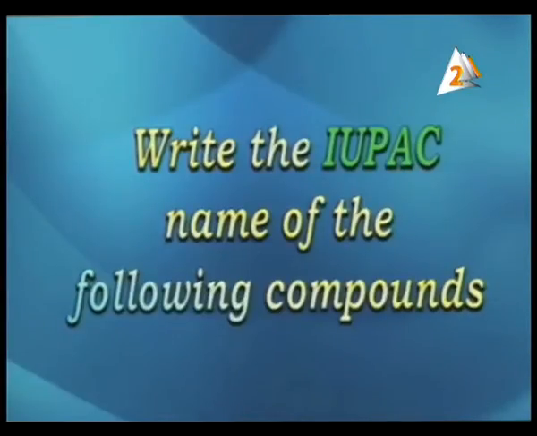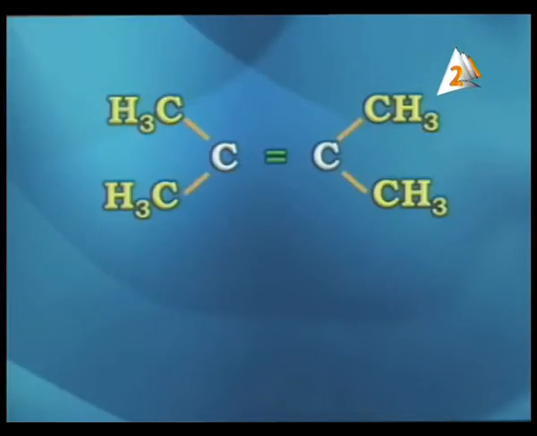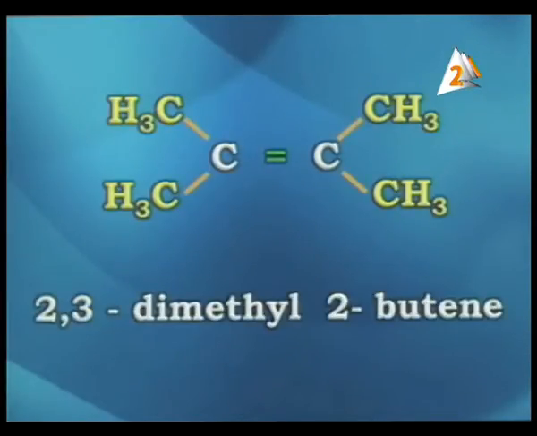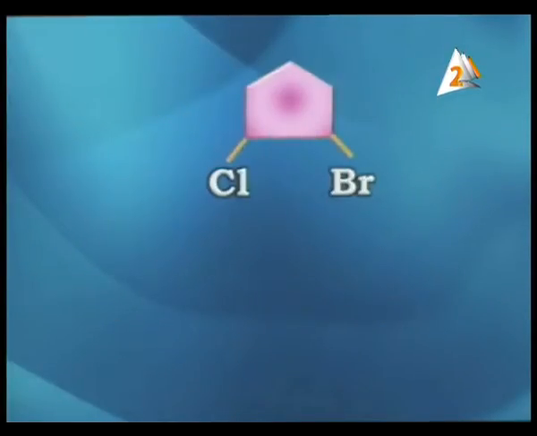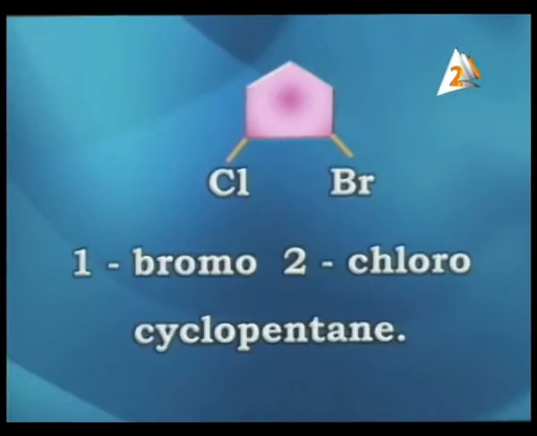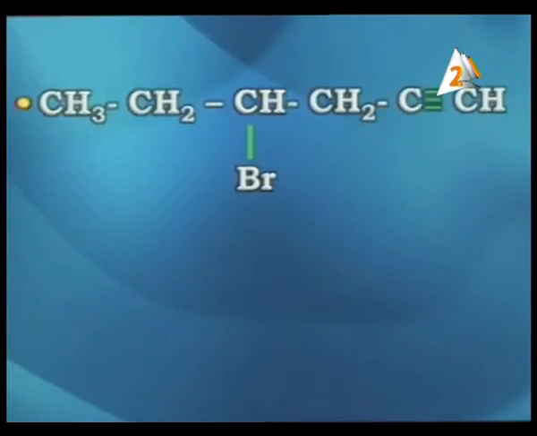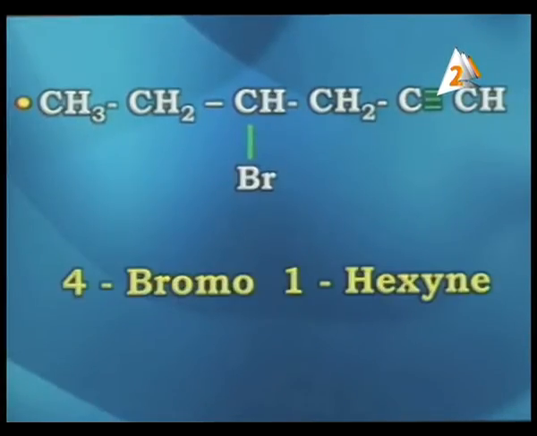Next type of question, write the IUPAC name for the following compounds. As shown on the screen, this molecule will be named 2,3-dimethyl-2-butene. As shown on the screen, it will be 1-bromo-2-chlorocyclopentane. As shown on the screen, CH3CH2CHBr CH2 C triple bond CH, it will be 4-bromo-1-hexyne.